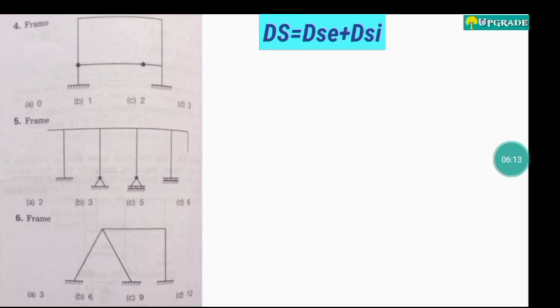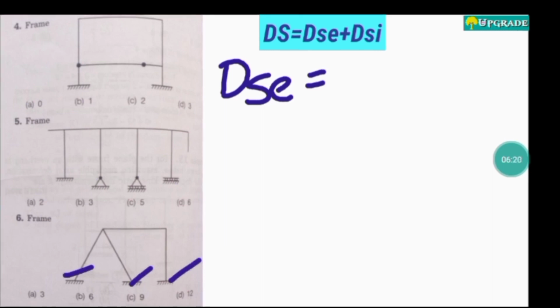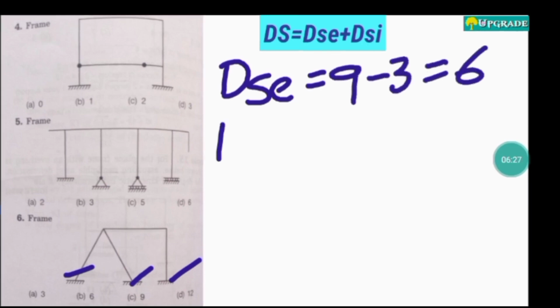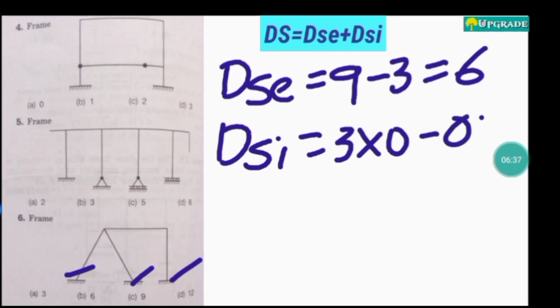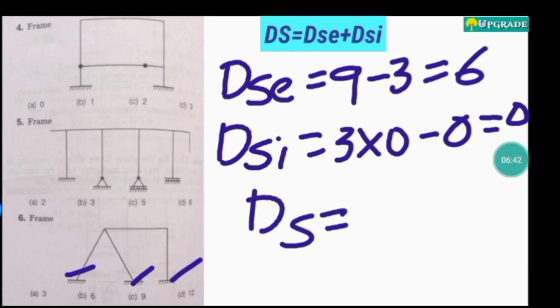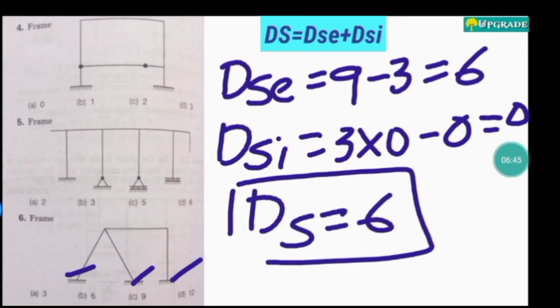So question number 6. So DSC. So this is also fixed, this also. So total, so 3 plus 3 plus 3, 9 reactions. So minus 3. So 6. So and DSI. So 3C. So 3 into C, 0. Closed loop 0. So minus released reactions also 0. So this becomes 0. So therefore DS equal to 6 plus 0, 6. So option B is correct.